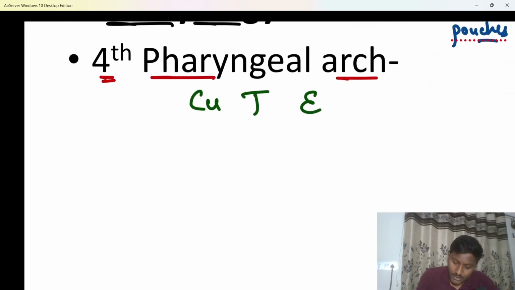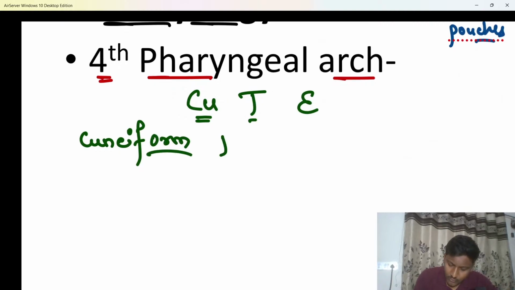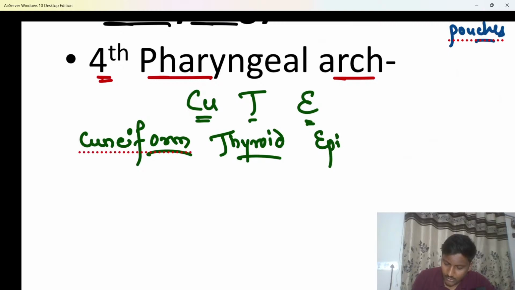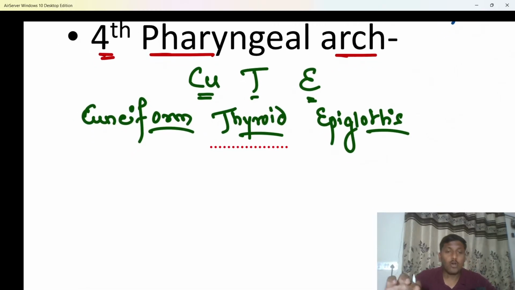What are these cute? CU beta usually stands for the cuneiform cartilages. T usually stands for the thyroid cartilage, and E usually stands for the epiglottis. So definitely beta, cuneiform, thyroid and epiglottis are the 3 cartilages which are derived from the 4th pharyngeal arc. No issues till anybody? That is all about your cartilages. Obviously, if these 3 are derived from 4th arc, the rest 3 will be derived from the 6th arc, right?